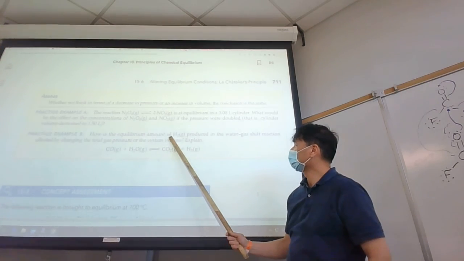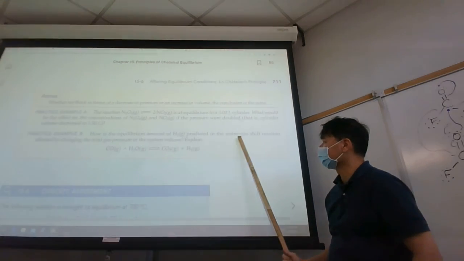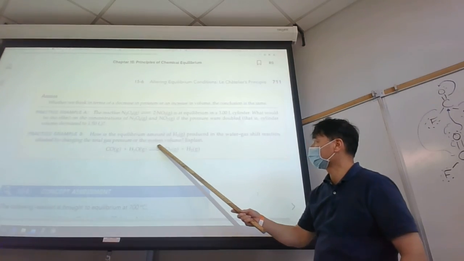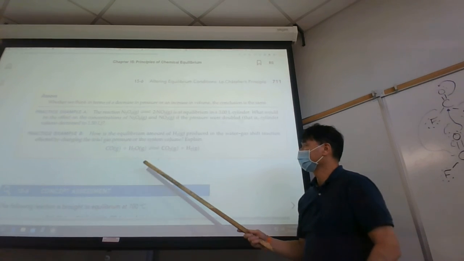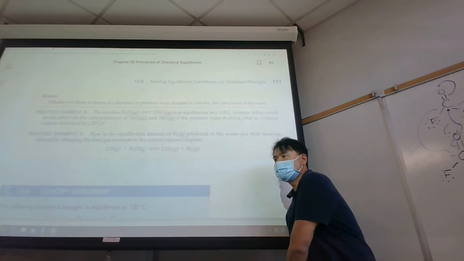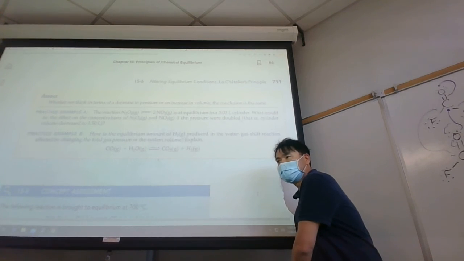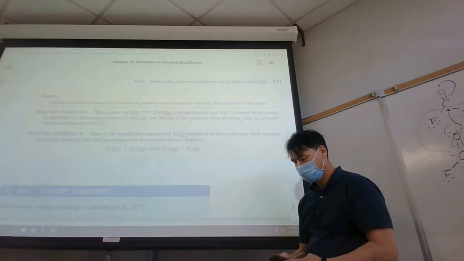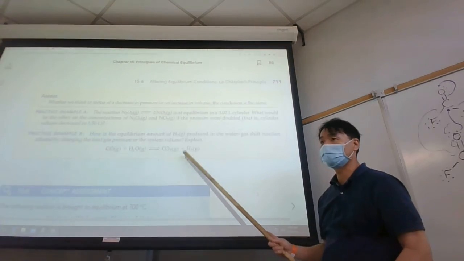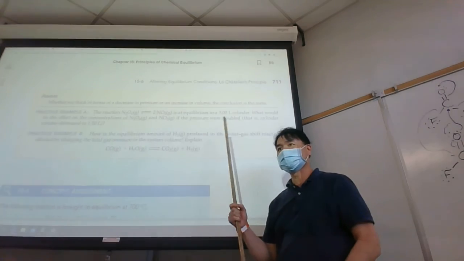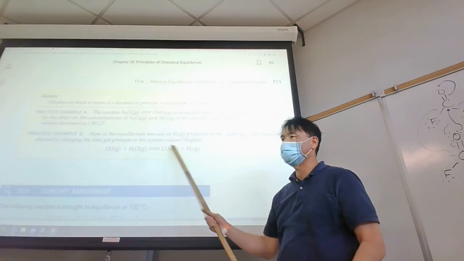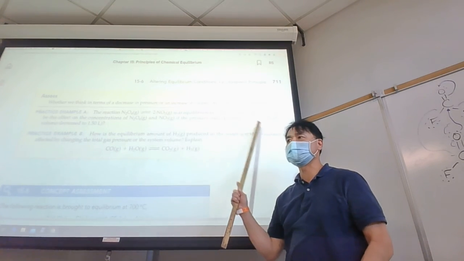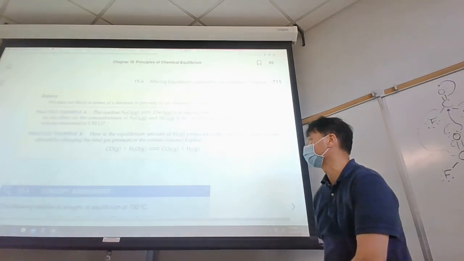How about this one? How is the equilibrium amount of H2 produced in the water gas shift reaction we talked about earlier affected by changing the total gas pressure or the system volume? So when we change the total gas pressure, what's going to happen? Let's say we increase the volume or decrease the volume, what should happen? No change, right? Because we have 2 moles of gas, 2 moles of gas. That means delta N of gas is 0. When delta N of gas is 0, then Kp and Kc are the same thing. When delta N of gas is not 0, then Kp and Kc give you numerically different values.